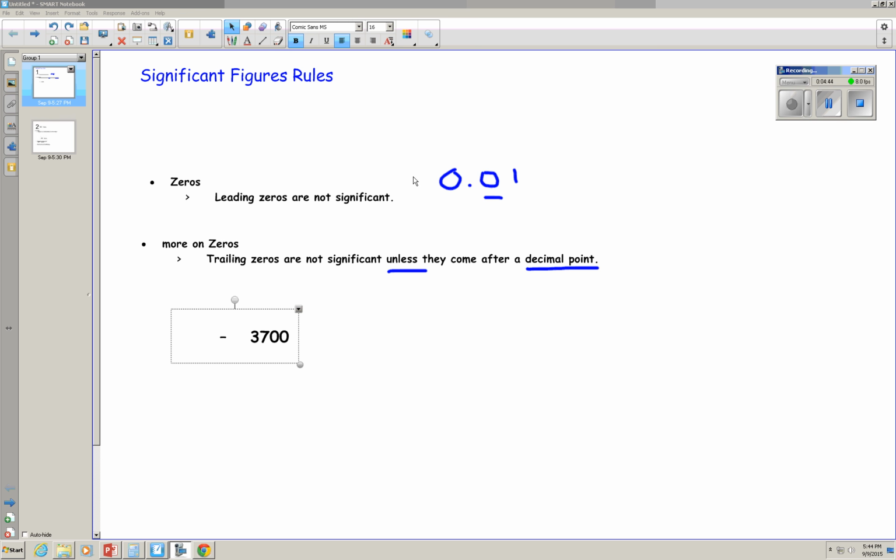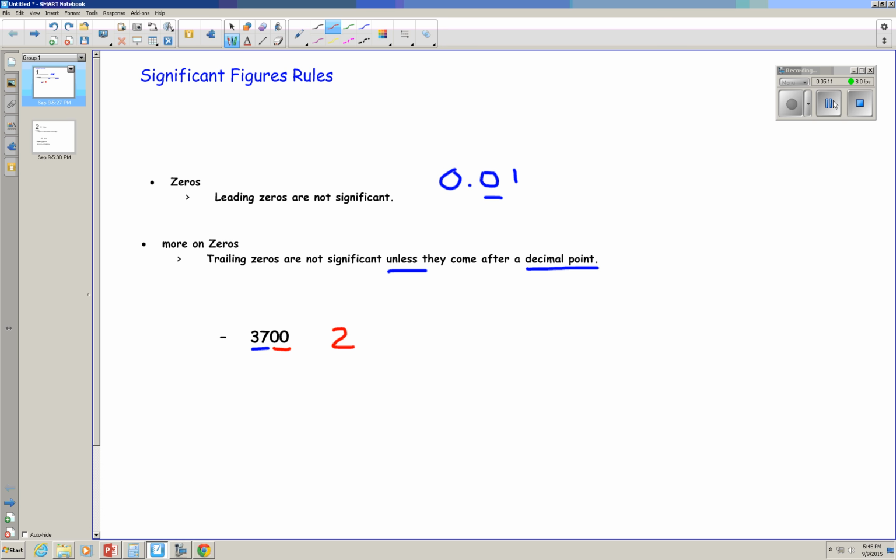Okay, here it is. The number 3,700. We have how many integers? 2. Do we have any leading zeros? No. Do we have trailing zeros? Yes. 2 of them. 2 trailing zeros. Do those zeros come after a decimal point? No. So how many sig figs can we have? 2.